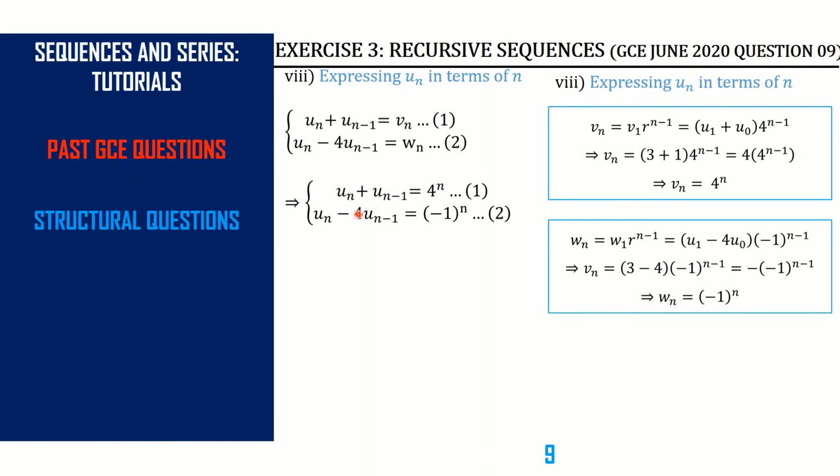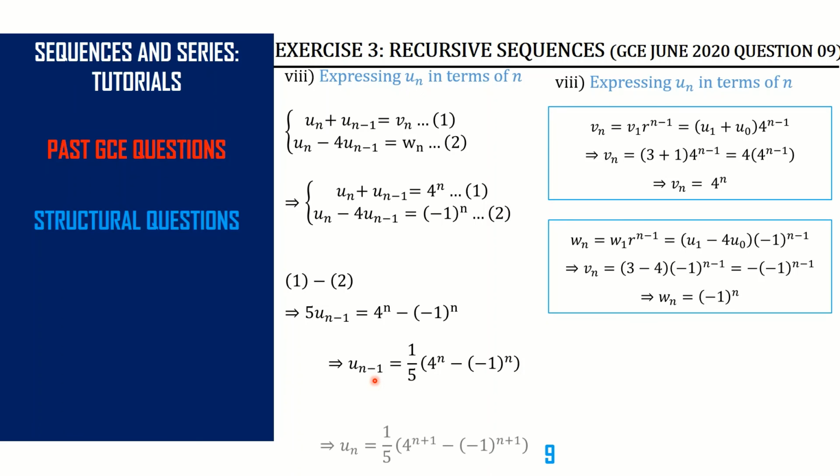Now we need to look for u of n, you see. So if we subtract both equations, you are going to have something only in terms of u. So subtracting, take equation 1 minus equation 2. This is going to give us 5u of n minus 1 on the left hand side. Right hand side is going to give us 4 to the n minus negative 1 raised to the power n. So our u of n minus 1 will give us 1/5, dividing both sides by 5, times 4 to the n minus negative 1 raised to the power n. But now we need u of n, so we increase the n by 1. So our u of n will be equal to, in the place of n, I replace with n plus 1.